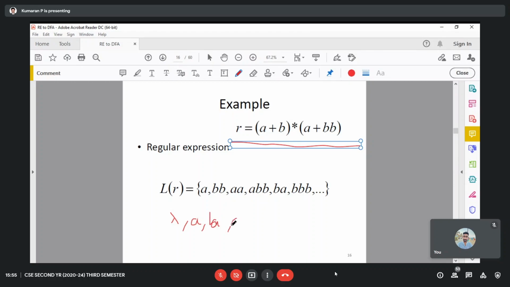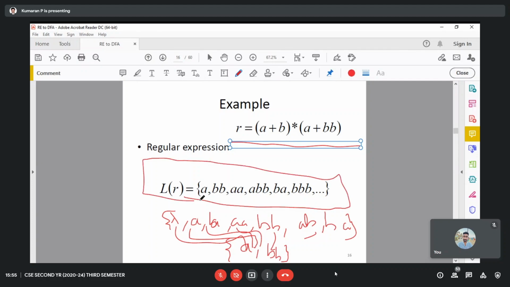b, 2 times of a, 2 times of b, a followed by b, b followed by a, and this whole set will be multiplied with what? Here you have only two combinations: one is a, another one is bb. So now you can take this and multiply with this. Take this, multiply with this. If you do like this, then you can form this collection of strings. So definitely minimum 1 a is possible.